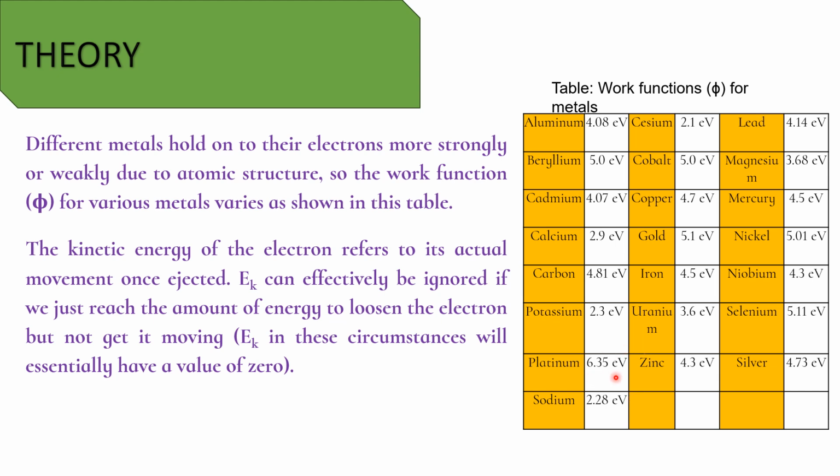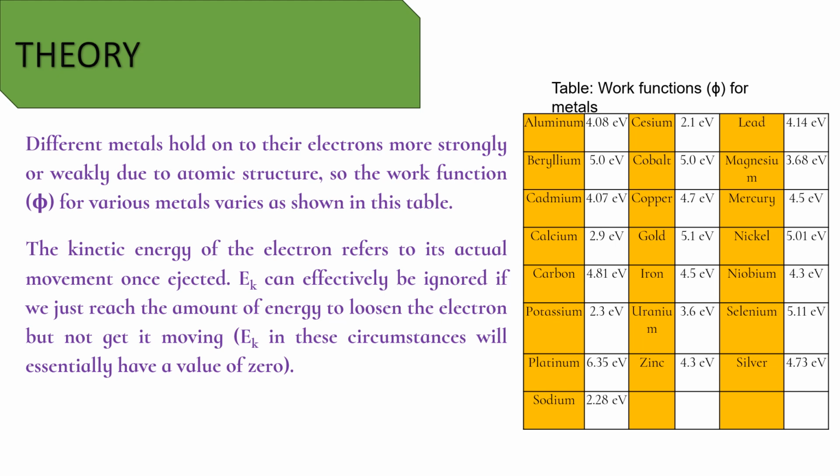Platinum, on the other hand, has a very high work function, with a value of 6.35 electron volts. So the implication of all this is that different metals have different work functions.